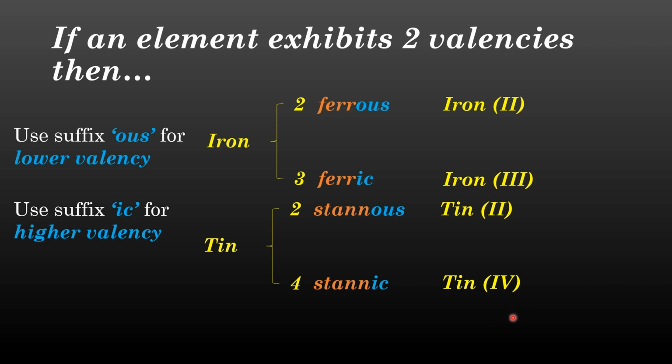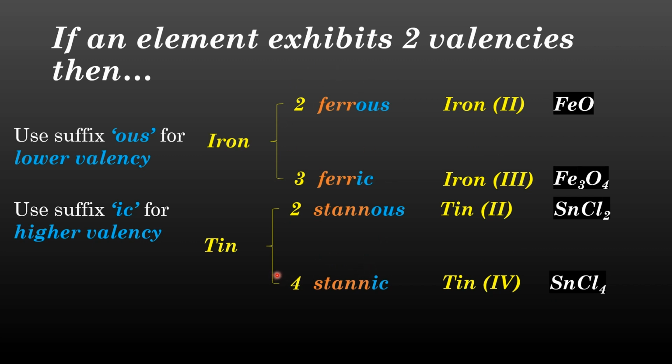For example, take FeO, it is ferrous oxide or iron(II) oxide. Fe3O4, ferric oxide or iron(III) oxide. SnCl2, stannous chloride or tin(II) chloride. SnCl4, stannic chloride or tin(IV) chloride. So these are IUPAC names, these are common names.